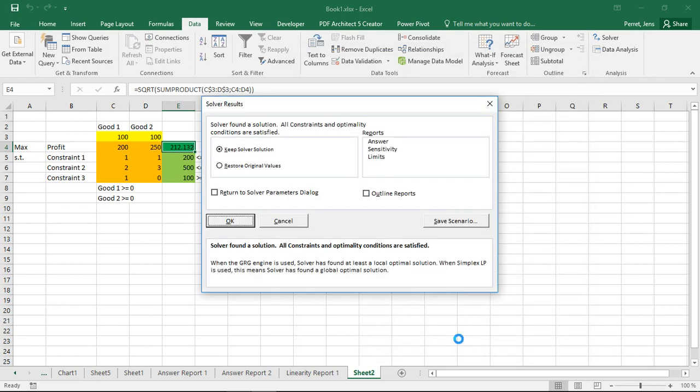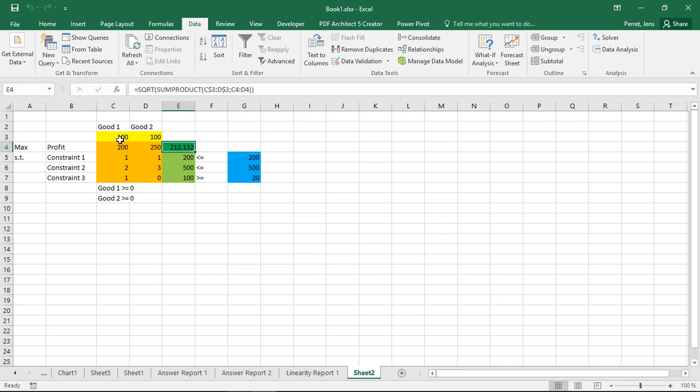Then I click OK. See, solver found a solution. I can actually do the same thing as before. I can get answer reports, sensitivity reports, limits reports. And as we see here, that's actually the same solution as before.